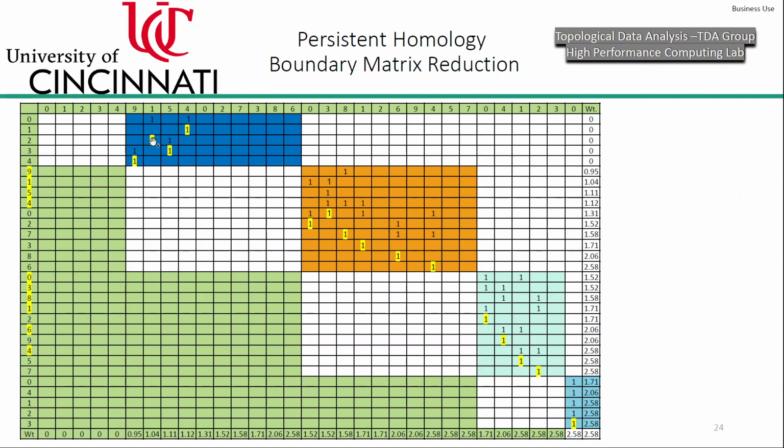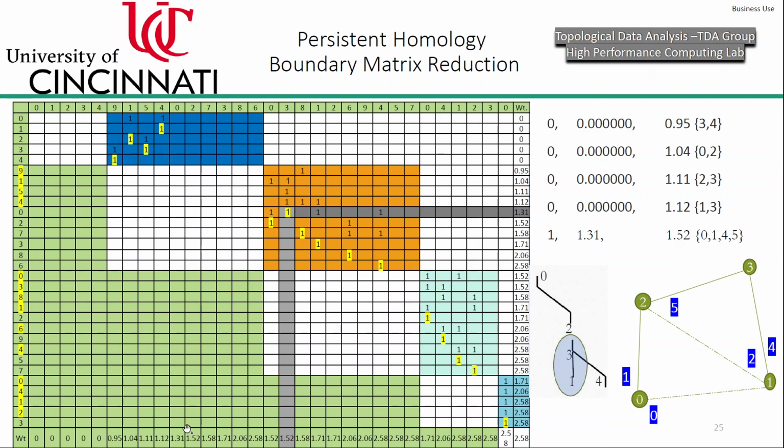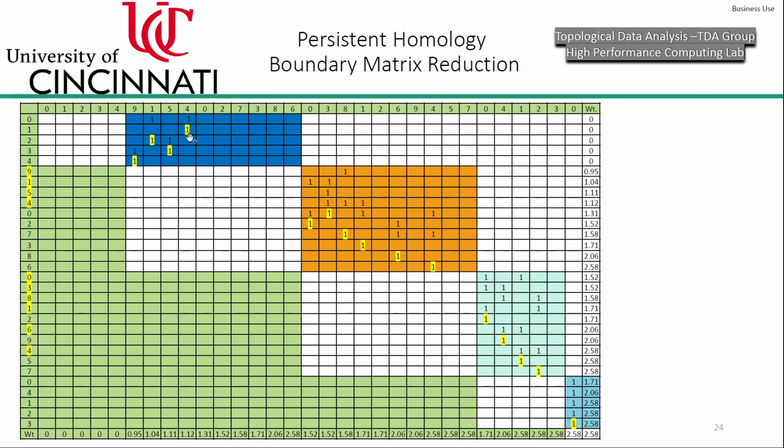Then we have a 0 birth time and the death time is 1.04. This is the second Betti, 0 birth time, and then 1.11 is the death time. 0 birth time and 1.12 is the death time. So we have generated all these birth and death times.